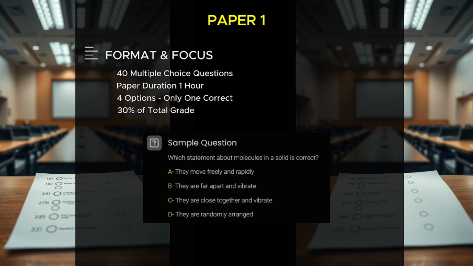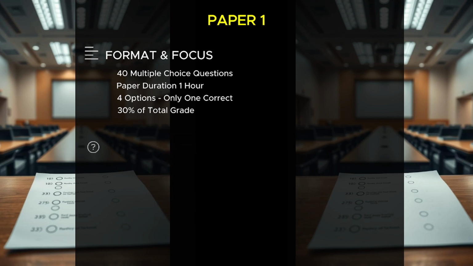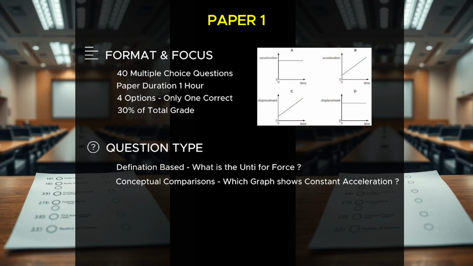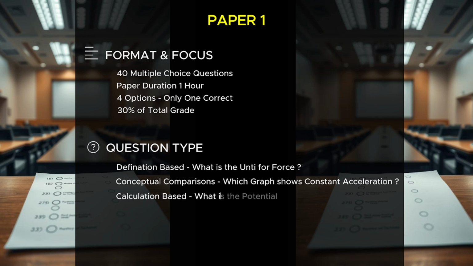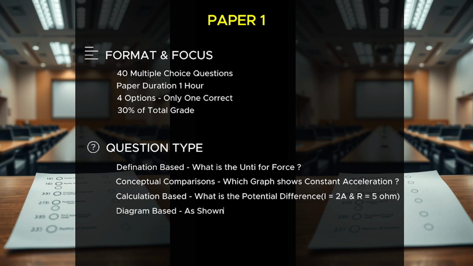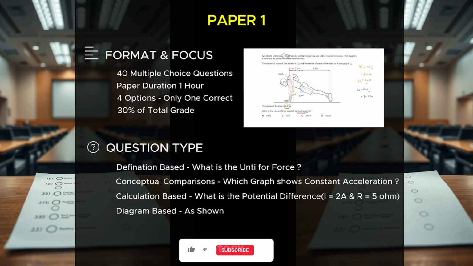Our next chunk is the question types, that is, what you will see in the paper. Paper 1 could give you definition based questions like what is the unit for force, or conceptual comparisons like which graph shows constant acceleration. There could be calculations with simple values, like what is the potential difference if the current is 2 ampere and the resistance is 5 ohm. There could be diagrams with structures, levers, ray patterns, and many more.